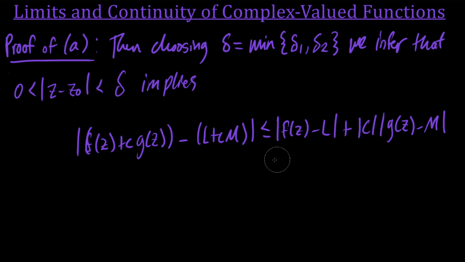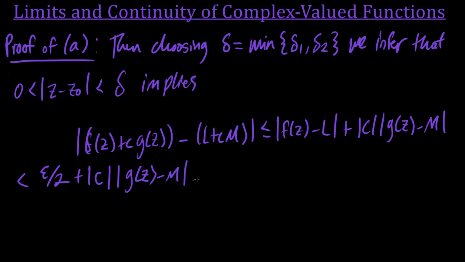Now, based on one of the previous conditions, the condition associated with delta 1, we can assume that the modulus of f of z minus L is strictly less than epsilon over 2. And so let's substitute that in. We know that this expression must be strictly less than epsilon over 2 plus the modulus of c times the modulus of g of z minus m. And we can also replace modulus of g of z minus m with epsilon over 2 times the modulus of c, based on the condition associated with delta 2.